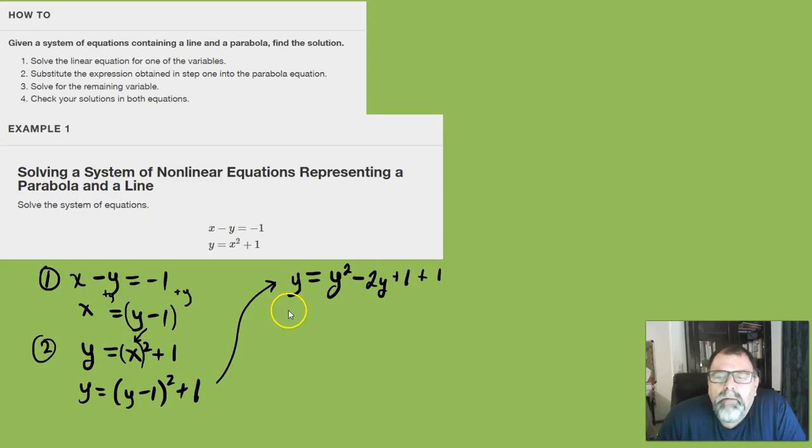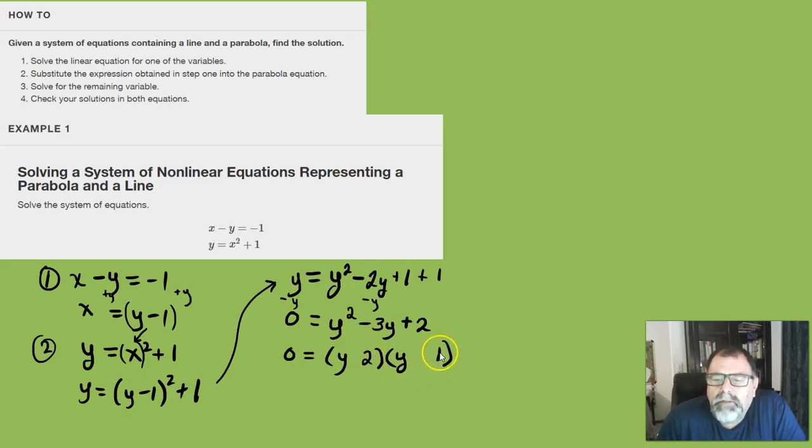And now this is a quadratic equation, so we're going to solve this resulting equation for the remaining variable. That's our step 3. To solve a quadratic equation, we want to get it equal to 0. So we're going to subtract y. So we get y squared minus 3y, and then 1 plus 1 is 2. Okay, we got it. Now we have to factor it. Remember, this is a quadratic equation, so we have to factor it equal to 0. Factors of 2 that add to 3: 2 and 1. To get negative 3, they both have to be negative.